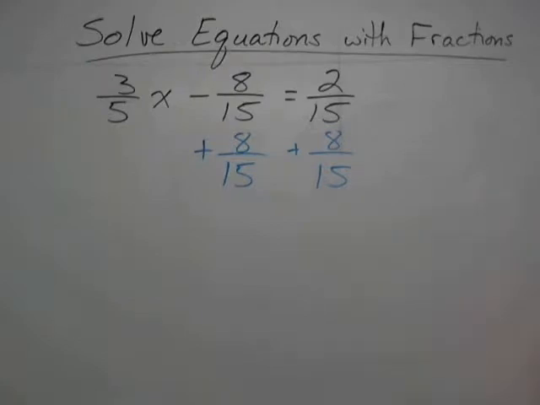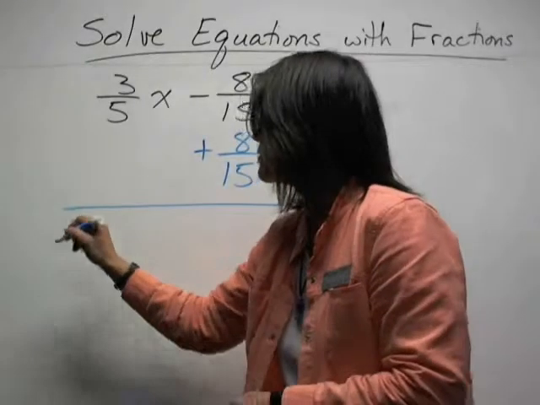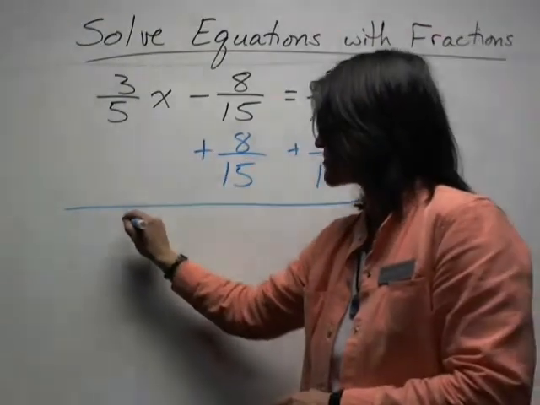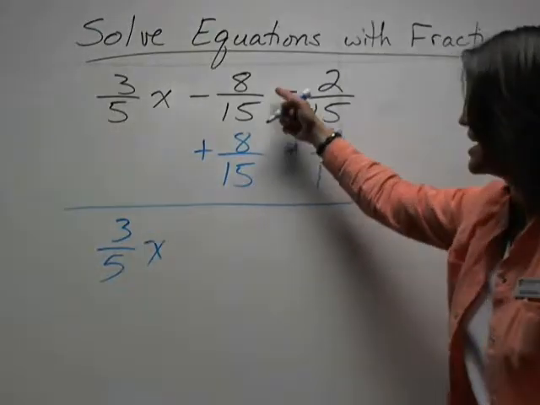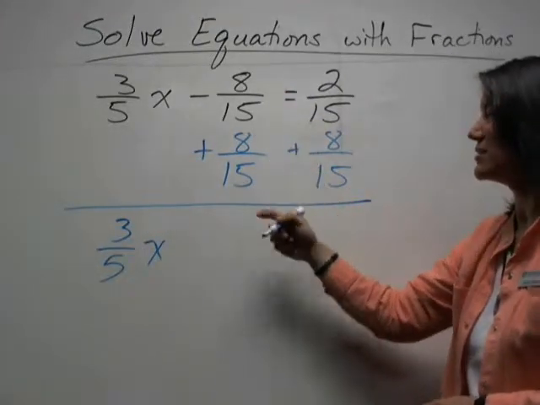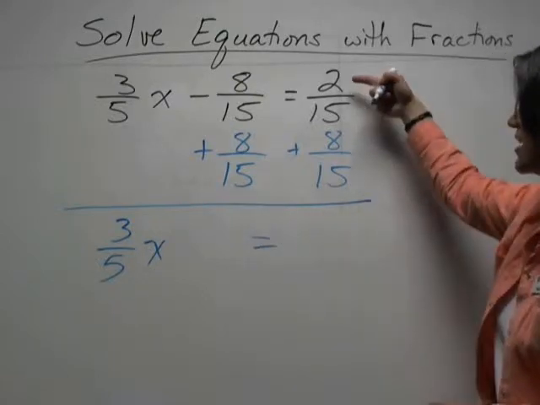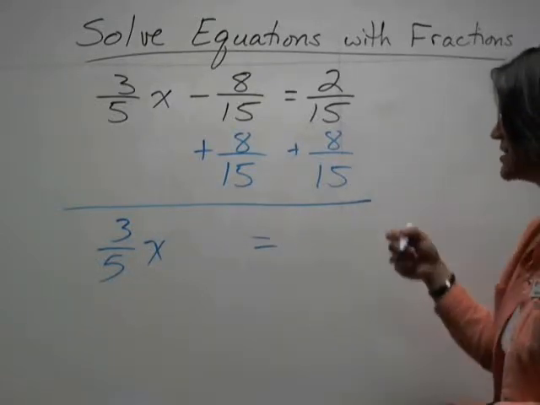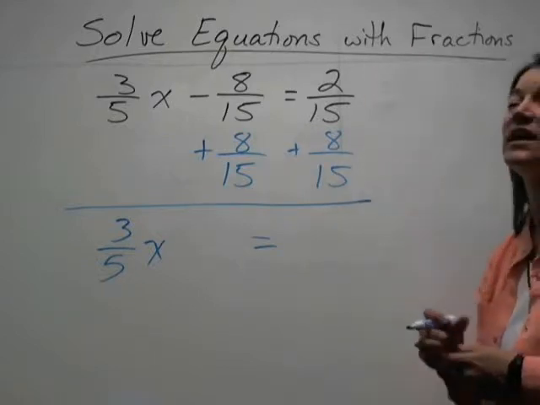So we add the 8/15 to both sides. We didn't do anything with the 3/5, so that comes down. 3/5 x. Negative 8/15 and a positive cancel each other out, which is why we did it. On this side I have 2/15 and I'm adding 8/15. Now for some of us we can write it like that and we're fine.